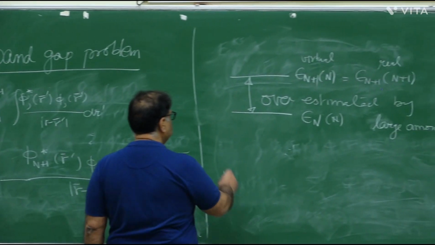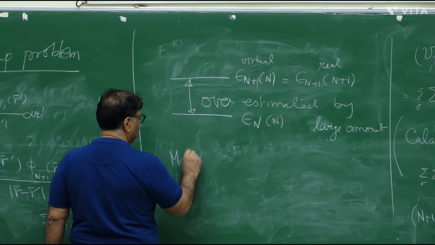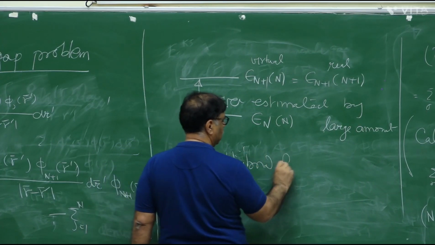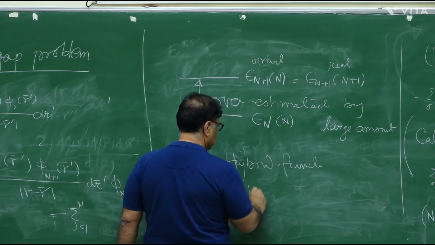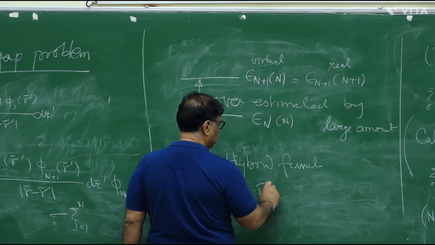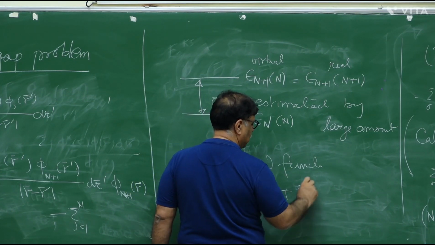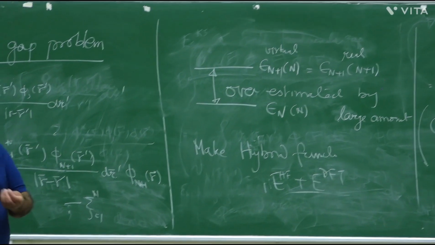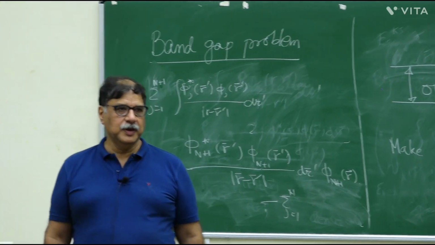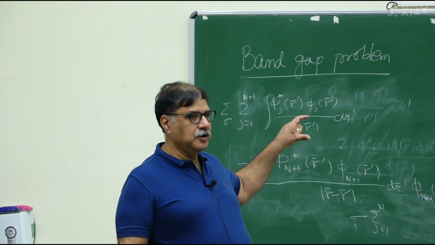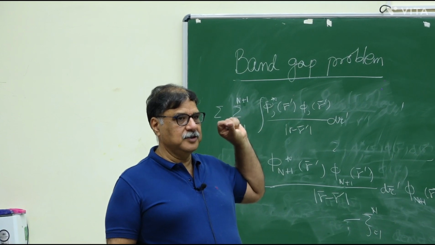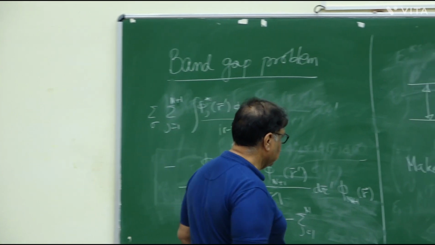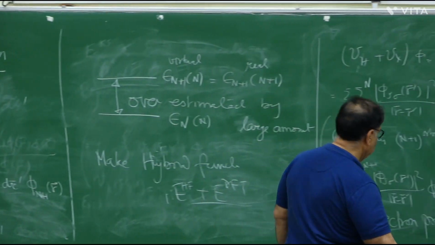So people suggest that you make hybrid functionals. We mix E Hartree-Fock plus E DFT, and you end up having something which gives you the right answer. So this is one point which is usually not discussed, but you should keep in mind that Hartree-Fock bands are always going to be overly large. So that's Hartree-Fock.